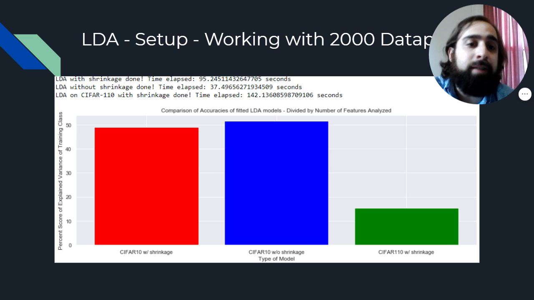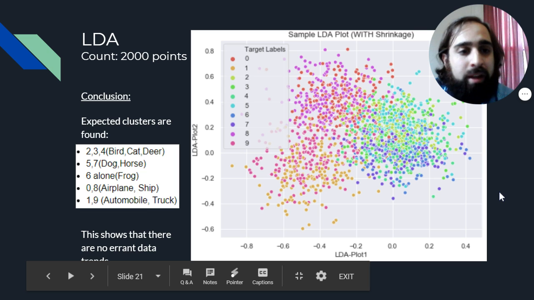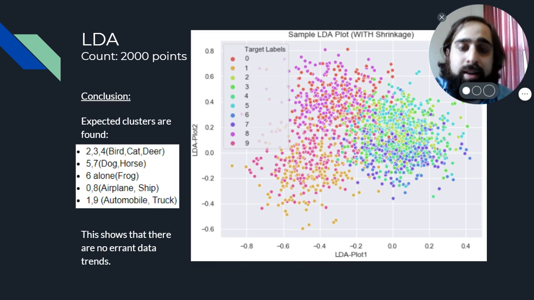So instead of using all the data points, 60,000 data points, 50,000 in the training set, I only worked with 2,000 data points. You can even see working with just such a small fraction, it still took 95 seconds, over 2 minutes for CIFAR 10. Really not getting all that strong of an accuracy score in terms of a classification analysis.